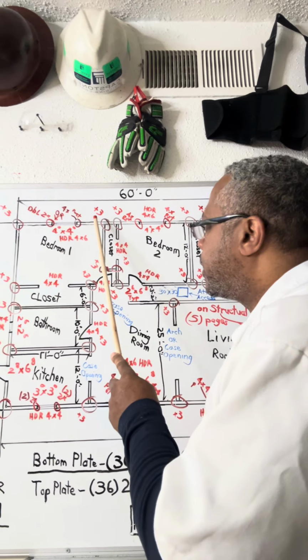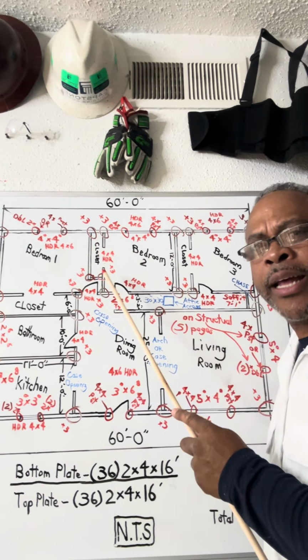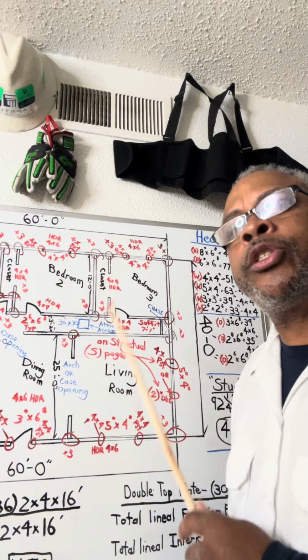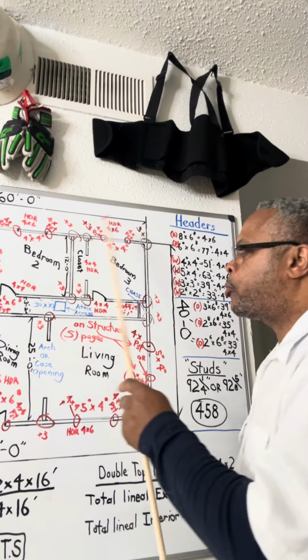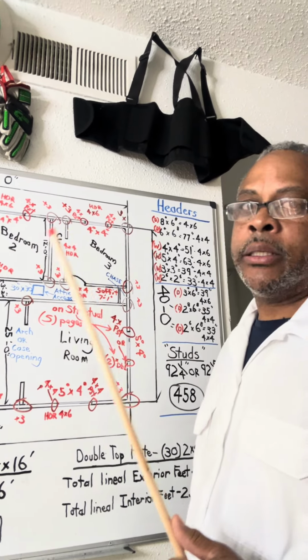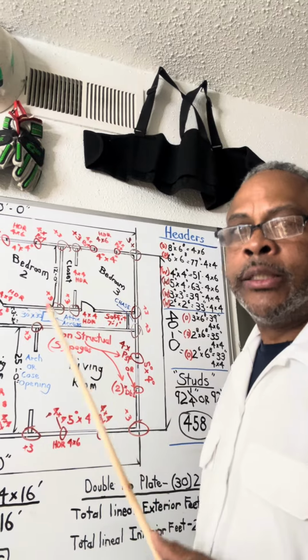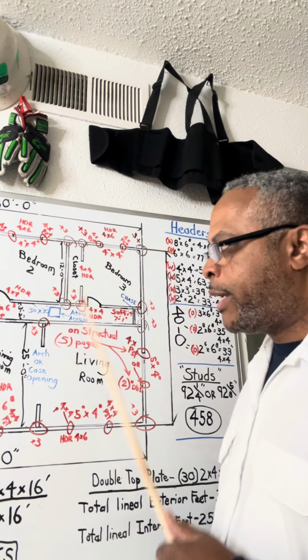Like I said, each one of these +3s is a channel. You're going to add that into your stud package, so you've got to count all these +3s. It's not on the plans to do that. This is the lumber that you're going to be needing.